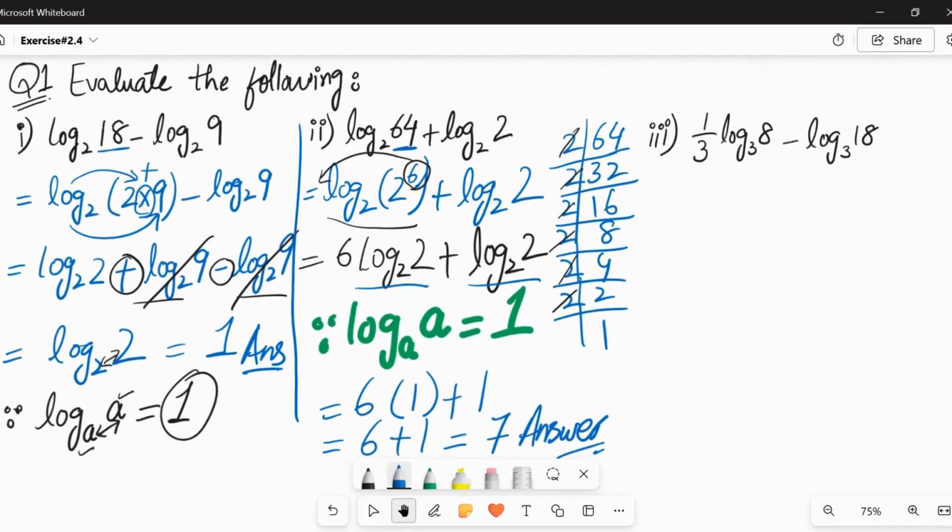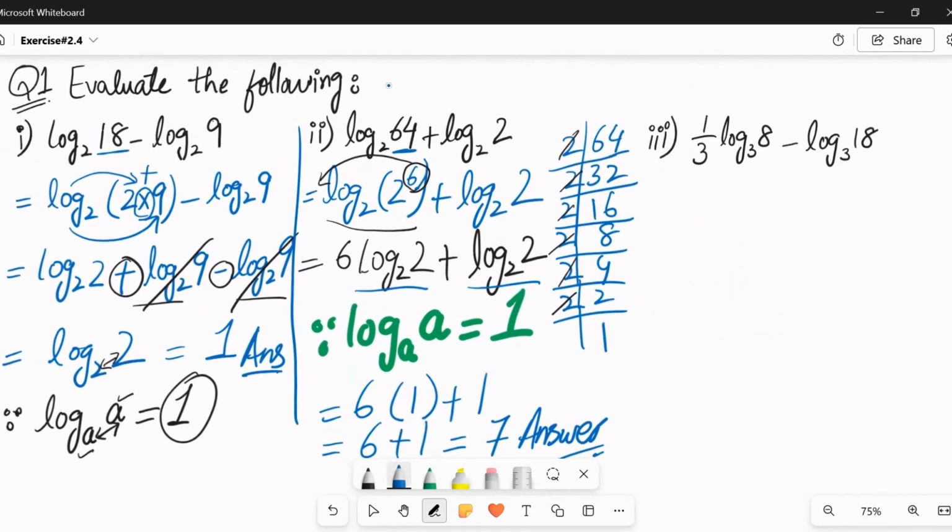So we are just applying the properties of log and finding our final answers. So let's see part 3.